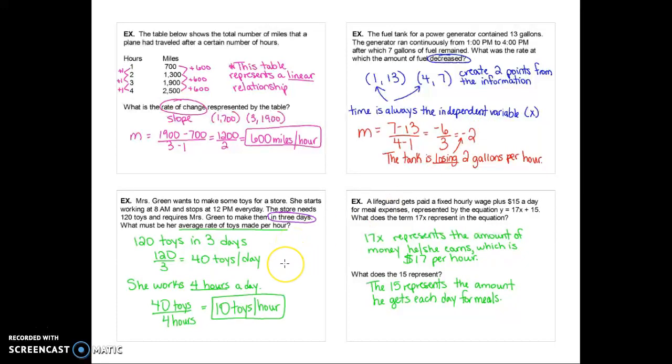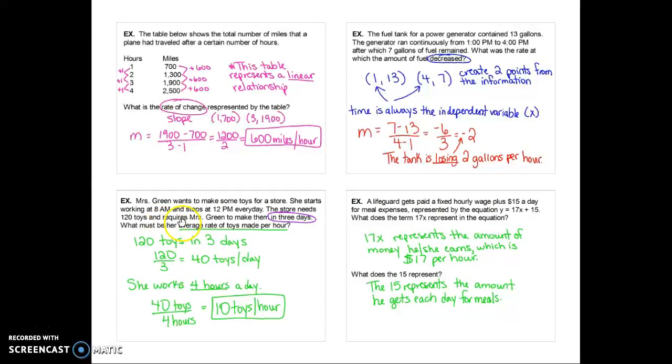Right, 2 more examples. So Mrs. Green wants to make some toys for a store. She starts working at 8 a.m. and stops at 12 p.m. every single day. So the store needs 120 toys and requires Mrs. Green to make them in 3 days. What must her average rate of toys made per hour be?